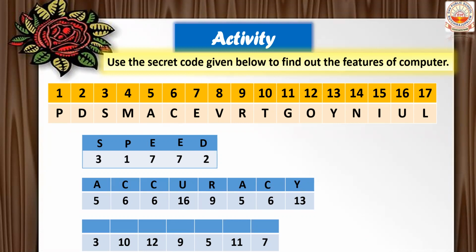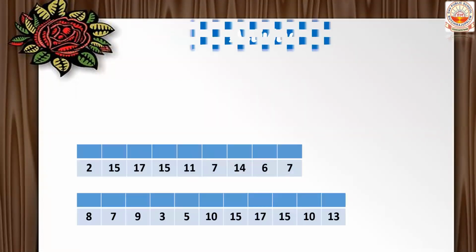So the next feature is accuracy. Okay, children. Now let us find out the next feature. So 3. What is the letter, children? S. Then 10. It is C. 12. What is the letter, children? O. Then 9 is R. Then 5, A. 11. What is the letter under 11? G. Then 7 is E. So STORAGE. What is it, children? It is storage. So the next feature is storage.